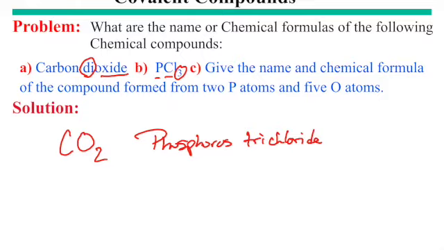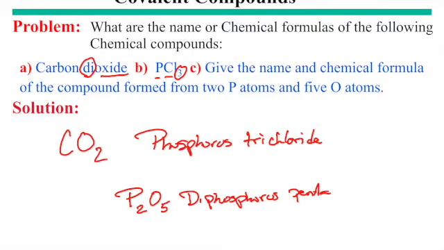The next compound would have 2 phosphorus atoms and 5 oxygen atoms. If I write what the compound would be, P2O5. So this would be diphosphorus, and 5 would be pentachloride. And so here are 3 examples.